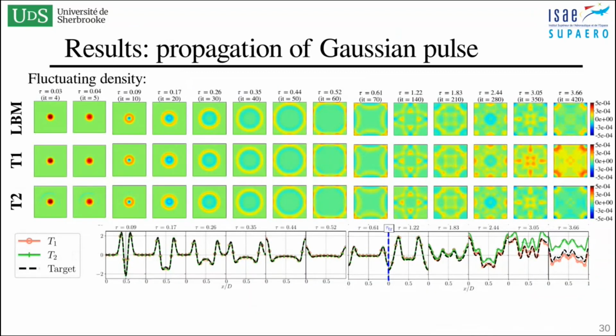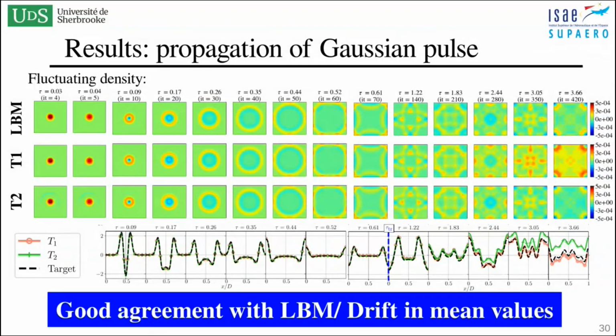And here we show the first results. In the first row, we show the lattice Boltzmann case. We set the initial condition as a single Gaussian pulse in the center of the domain, and then both approaches, the T1 and the T2, run in this autoregressive fashion. In the last row, we have a slice at the mid-span of the domain. We see a very good agreement between our two approaches, T1 and T2, compared to the lattice Boltzmann. But if you look at the slices, at later times we have some drift in the mean values.